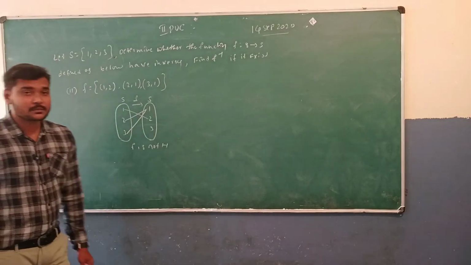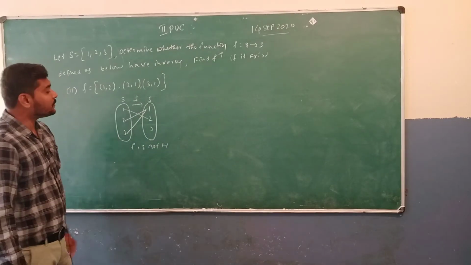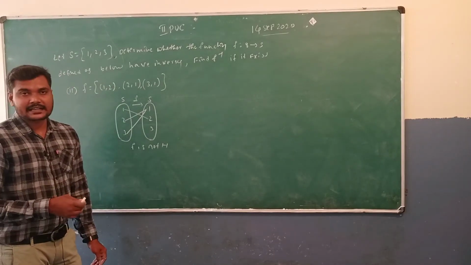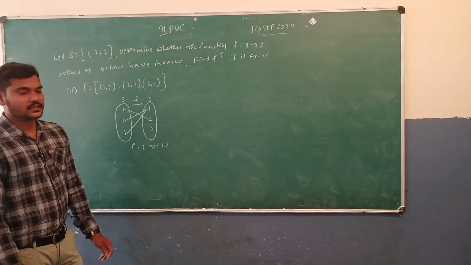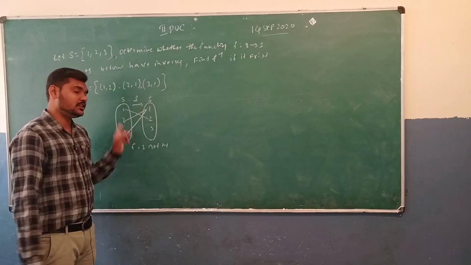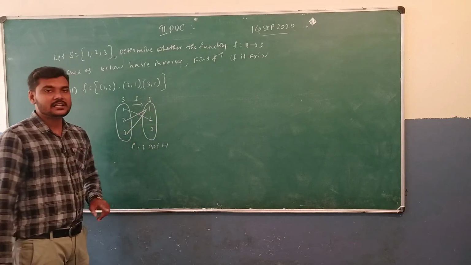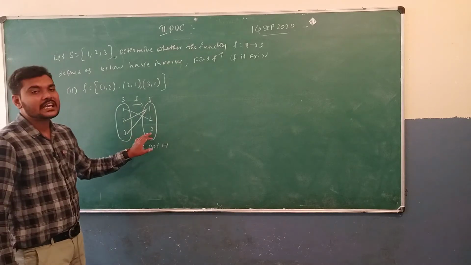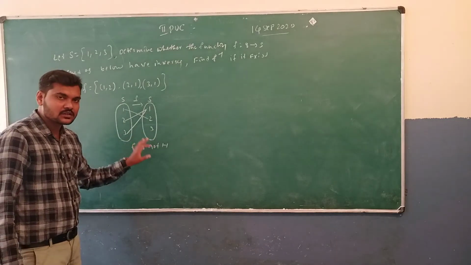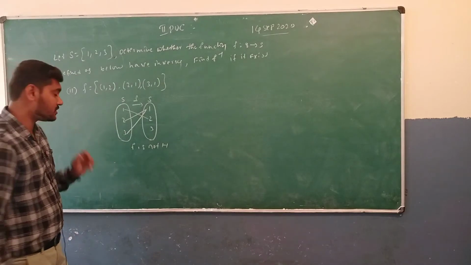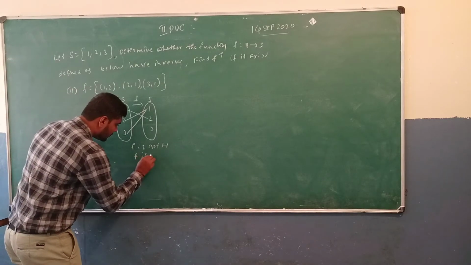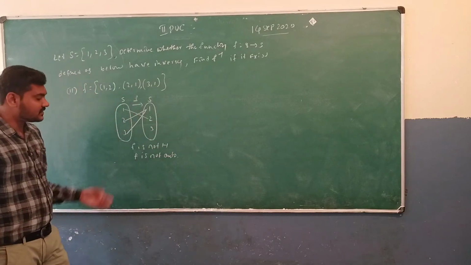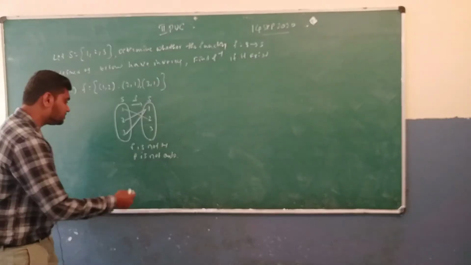Next we need to check whether it is onto. For an onto function, what should be true? Every element which is present in a codomain must contain at least one pre-image. So 1 has the image of 1, so 1 has 3 as a pre-image, 2 has 1 as a pre-image. What about 3? I do not get any pre-image. Therefore the given function is not an onto function. So f is not onto, or we can say that f is neither one-one nor onto.